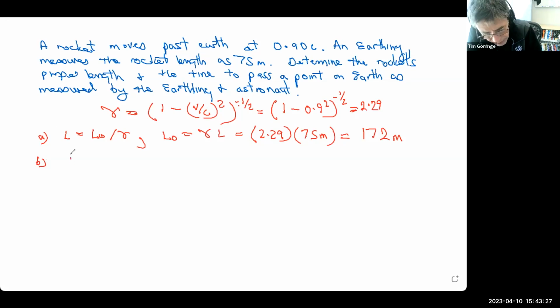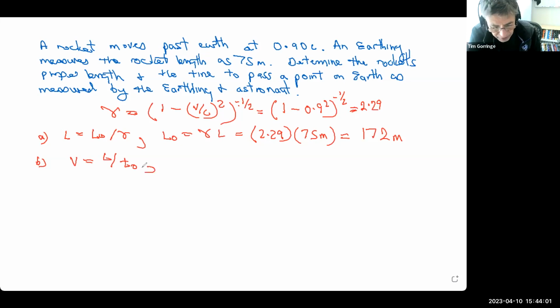So the way we're going to calculate that is this law of physics, that the speed is equal to the distance traveled divided by the elapsed time. In this case, this is the speed of the rocket measured with respect to Earth. This is the distance the rocket's going to travel to pass the Earthling, which is the contracted length of the rocket. And this is the time it takes to pass the Earthling, which is the proper time that's measured by the Earthling.